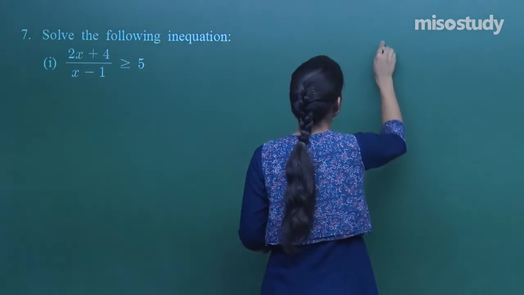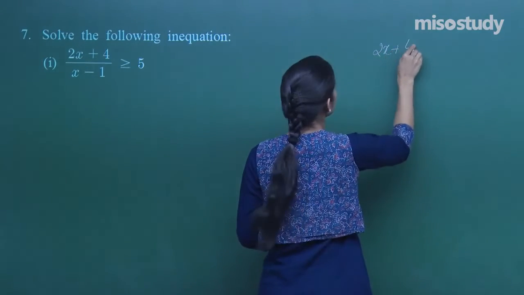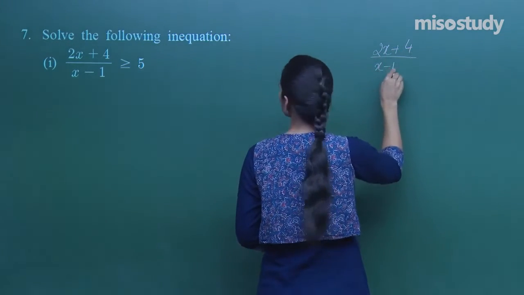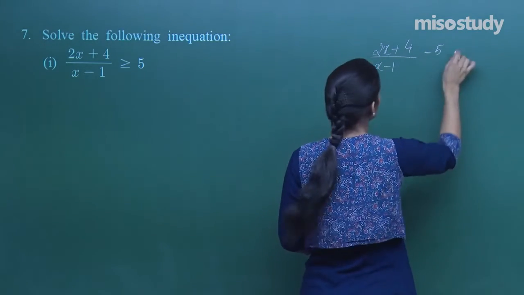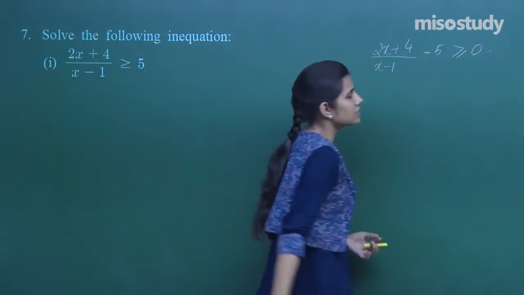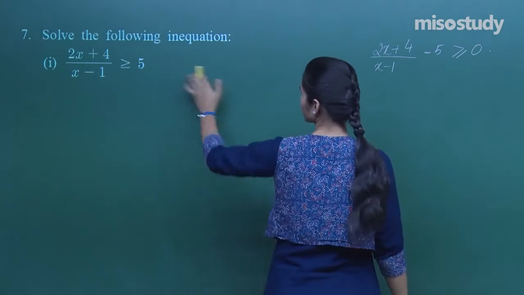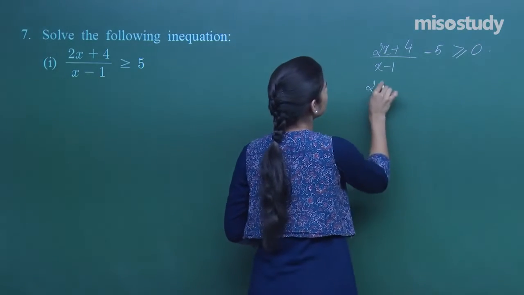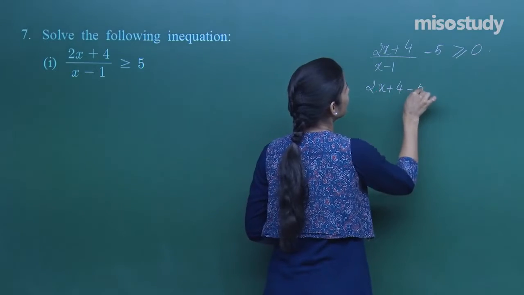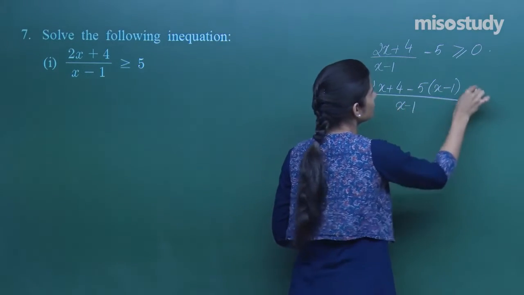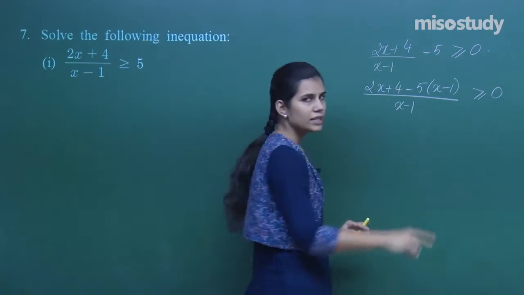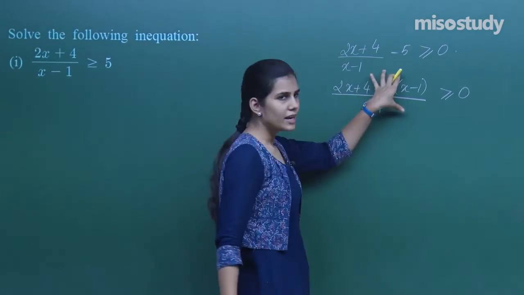So how do you treat such inequalities? You have 2x plus 4 upon x minus 1. You bring 5 this side. You actually subtract both sides by 5. So you get this. This gives you 2x plus 4 minus 5 times x minus 1, whole upon x minus 1. I am just going to do everything on the left hand side. I am trying to simplify it as much as I can.